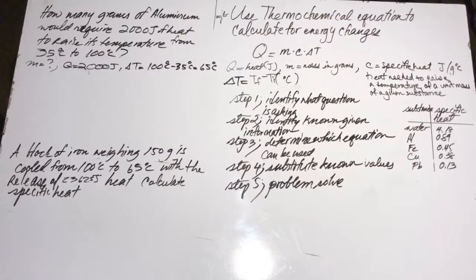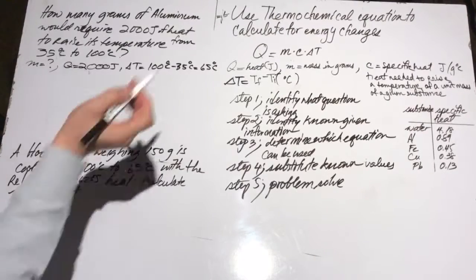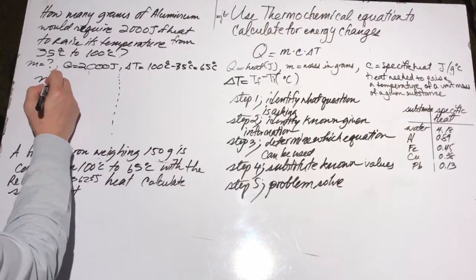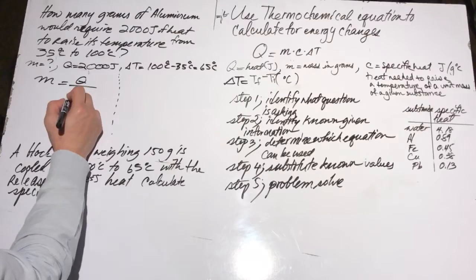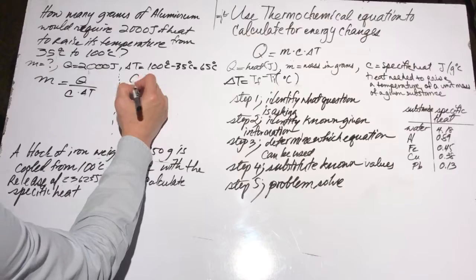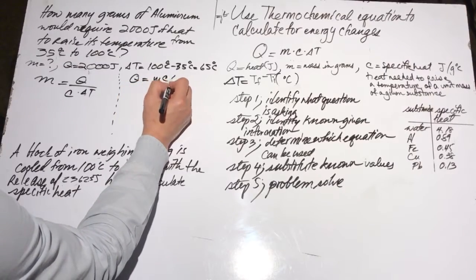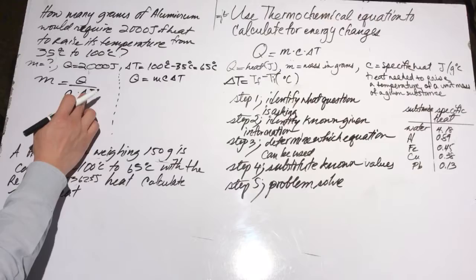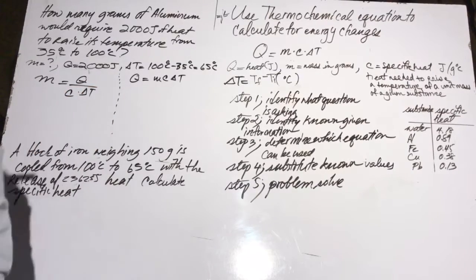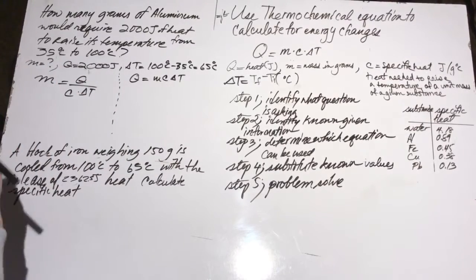Step 3, determine which equation can be used. I'm going to show you 2 different ways to do it. You can use Q equal to specific heat times change of temperature, or you could just use the normal one. Determining which equation can be used has been done already, so we can use 2 different equations.